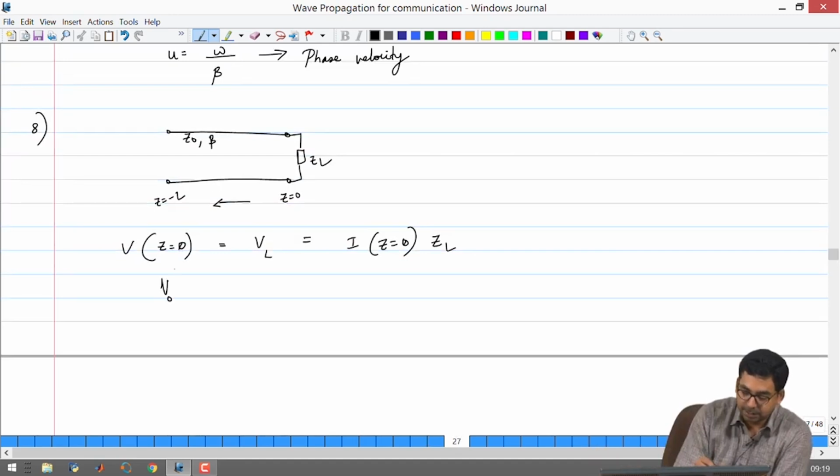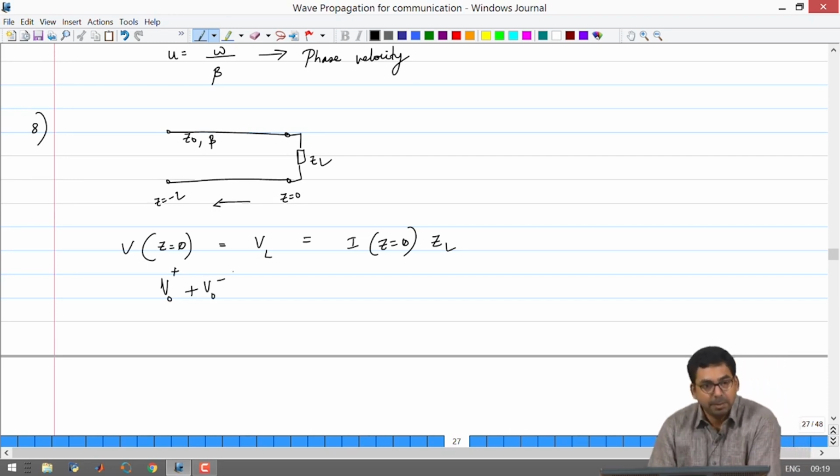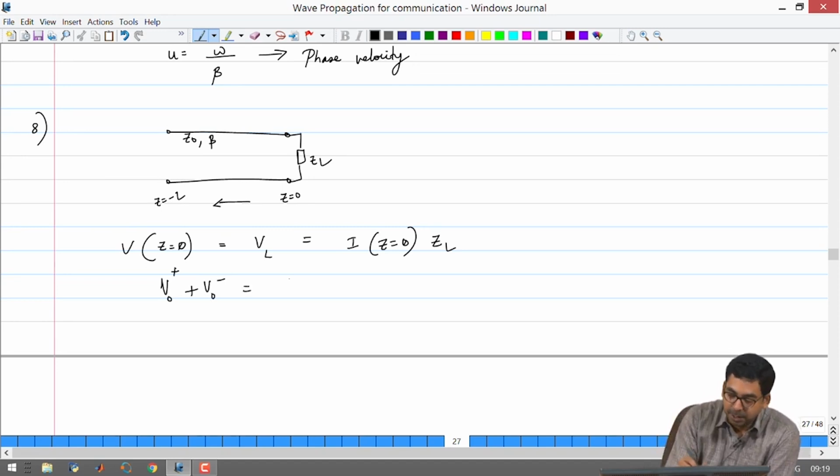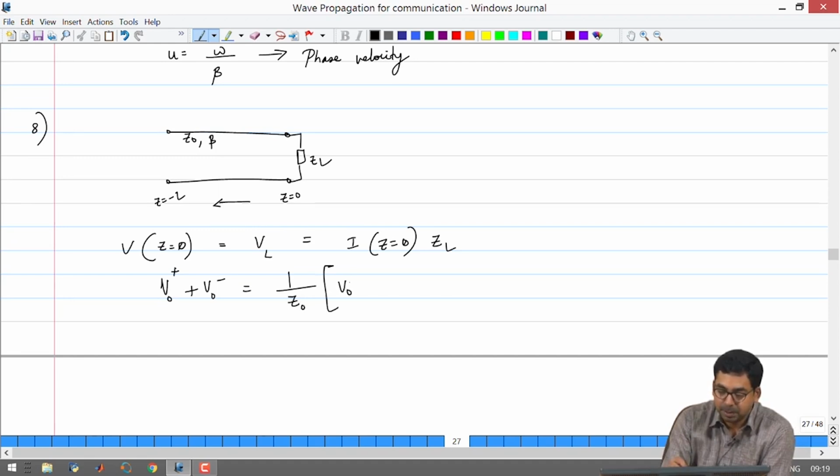So, I can just write this as some magnitude. This is at Z equal to 0, V naught plus V naught minus is going to be equal to, okay. Now, we have to write down the expression for the current. The current depends on the characteristic impedance of your transmission line. So, you have to look at the expression that we have written before. So, it is 1 by Z naught times V naught plus minus V naught minus times ZL.